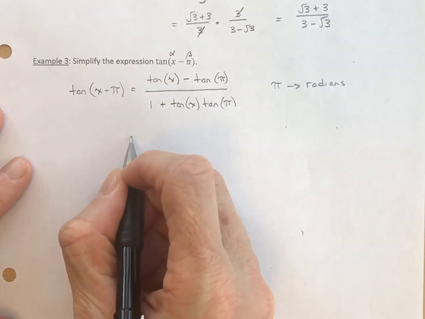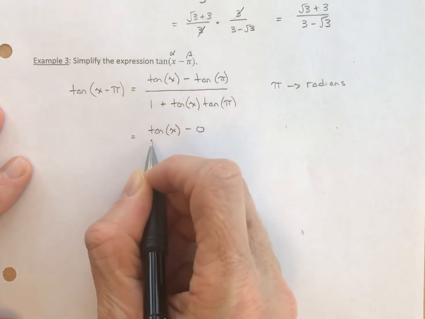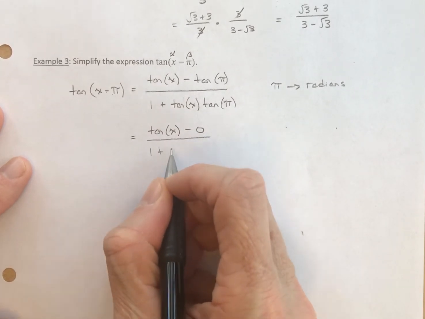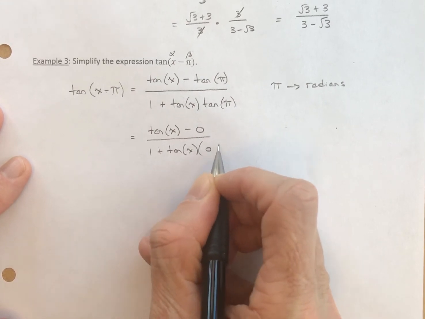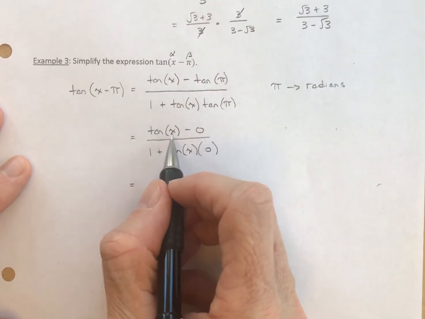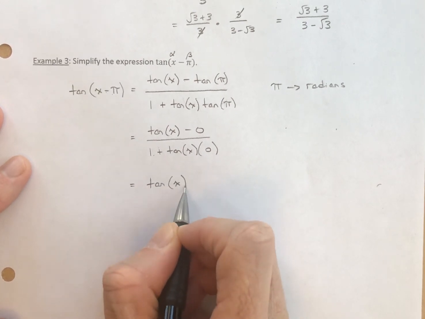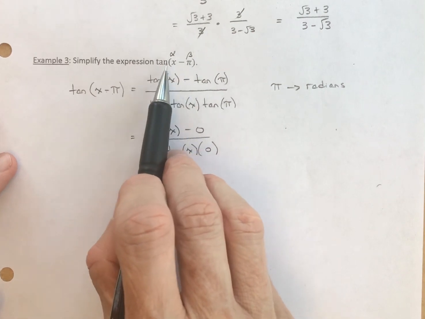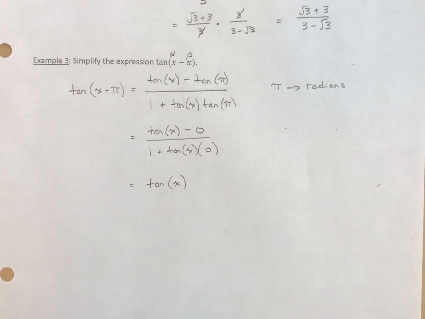So this is going to become the tangent of x minus 0 divided by 1 plus the tangent of x times 0. Well, let's see. That just boils all down to the tangent of x over 1, which is simply the tangent of x. We simplified this expression. Tangent of x minus pi is equivalent to the tangent of just x. So there you have it. A fair amount of work there on the sum and difference formulas for tangent.